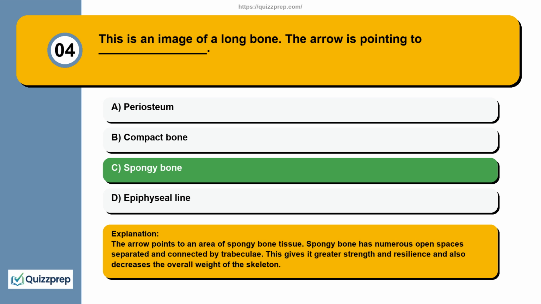The arrow points to an area of spongy bone tissue. Spongy bone has numerous open spaces separated and connected by trabeculae. This gives it greater strength and resilience and also decreases the overall weight of the skeleton.